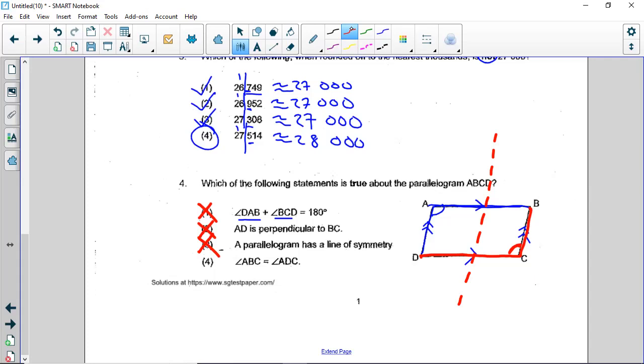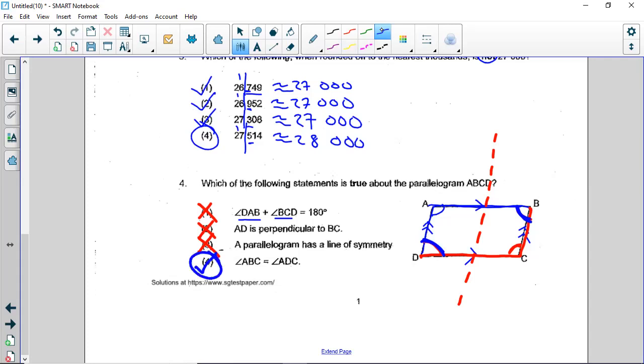How about angle ABC? Where is your angle ABC? Which is here. That's angle ABC. Is it equal to ADC, which is here? So do you think these blue angles which I mark out here and here are equal? Yeah, because opposite angles in the parallelogram are the same. So answer number 4, that is true.